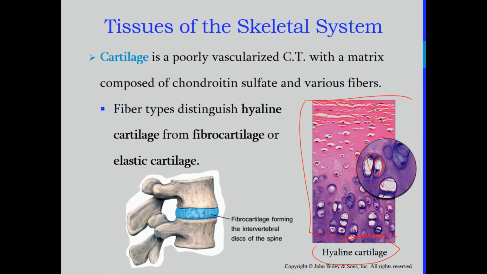Fiber types will distinguish hyaline cartilage, which covers the ends of the bones, from fibrocartilage, which is what makes up your intervertebral discs and the small piece of cartilage between the pelvic bones called the pubic symphysis. Those are fibrocartilage. And elastic cartilage, if you remember, is going to make up your nose and your ears. It's that very soft, pliable kind of cartilage.